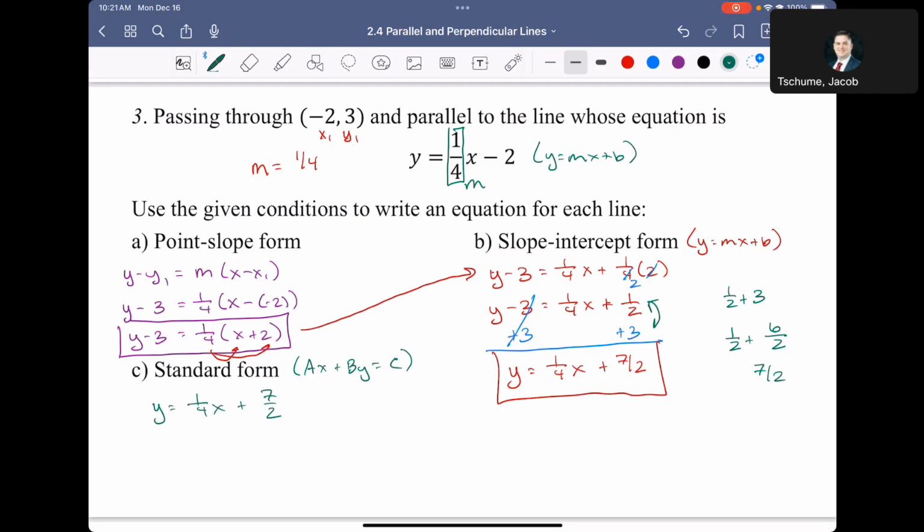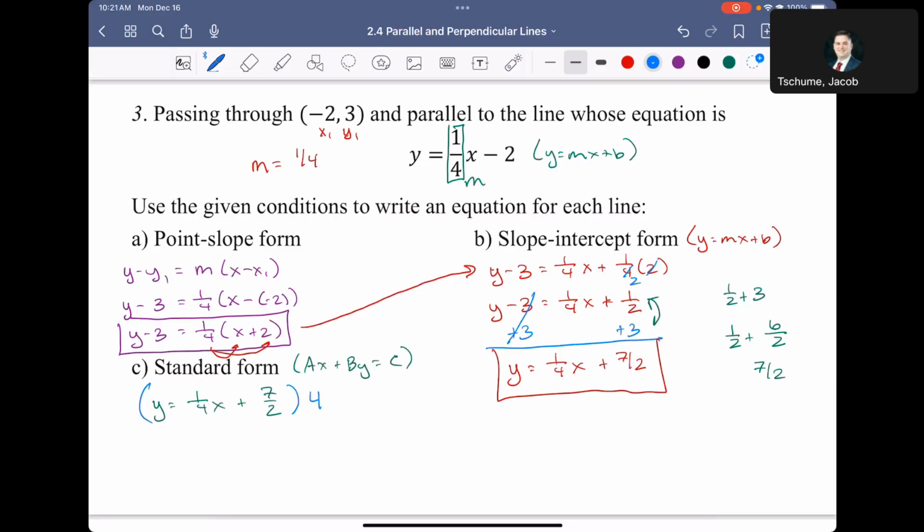So the first thing I'm going to do is get rid of my fractions by multiplying everything by the common denominator. So your two denominators here are 4 and 2. And so you have to multiply by the first number that they both go into. Well, 4 obviously goes into 4 and 2 goes into 4. So I'm going to multiply everything by 4. And I'm going to distribute this through to all three terms.